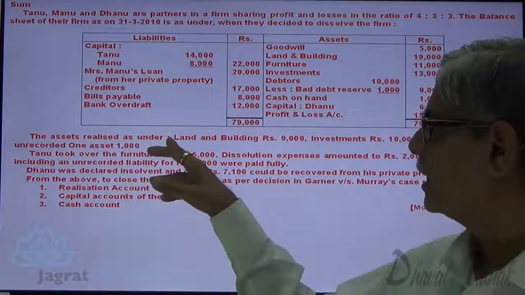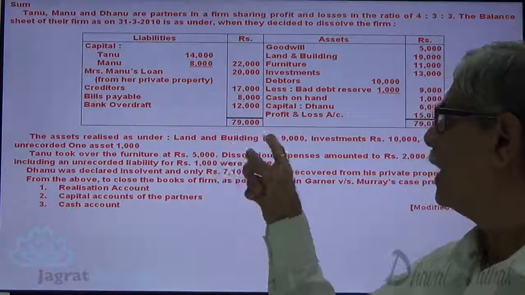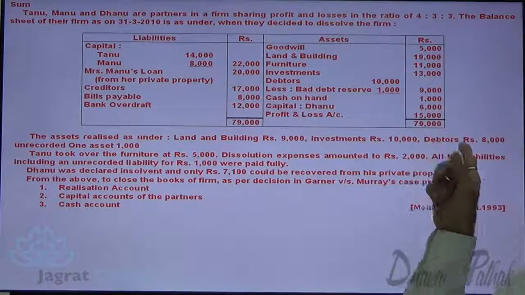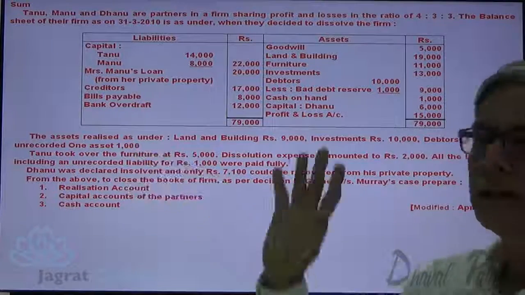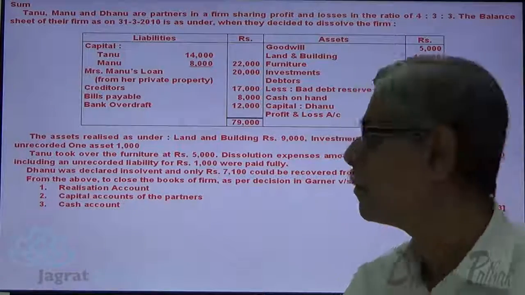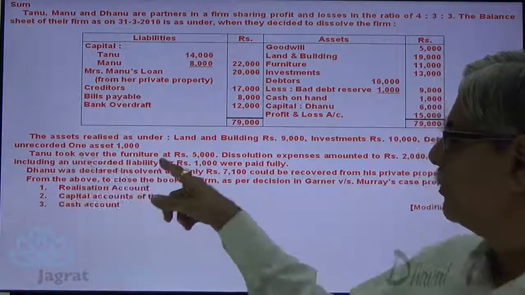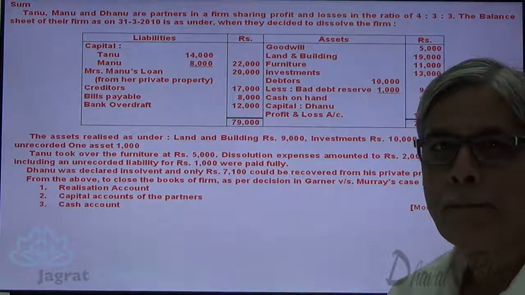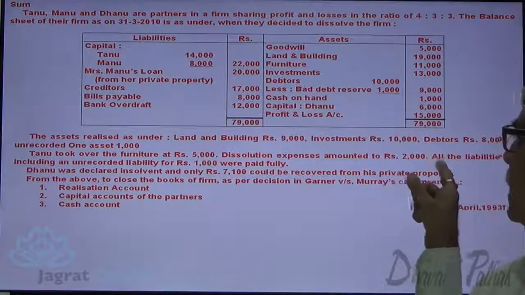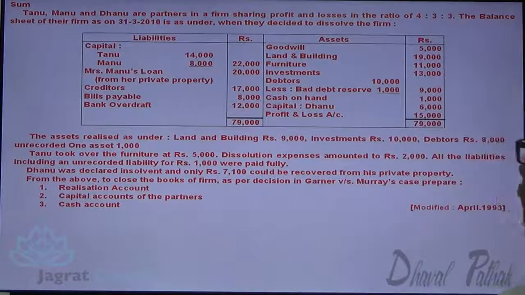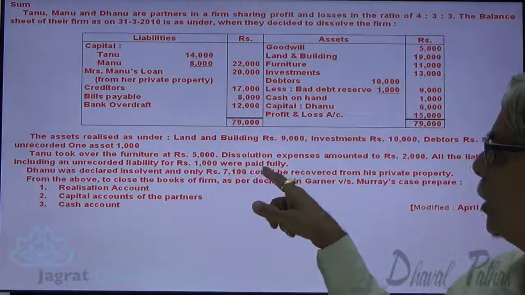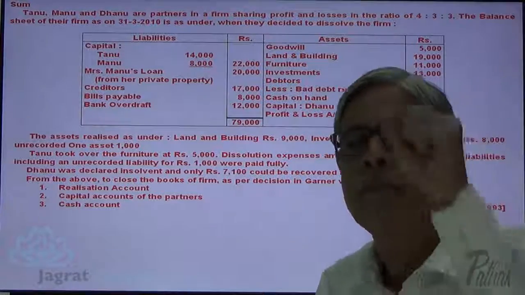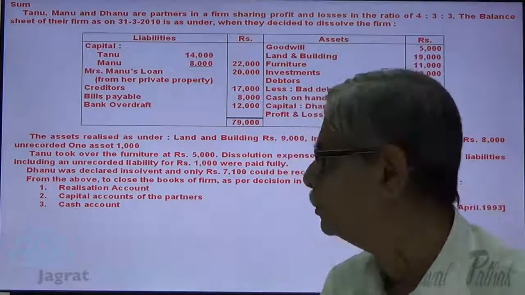The assets realized as under: land and building 9,000, investment 10,000, debtors 8,000. Unrecorded one asset realized 1,000. Tanu took over the furniture at rupees 5,000. Dissolution expenses amounted to 2,000. All the liabilities including unrecorded liability of 1,000 have been paid fully. Total payment means all liabilities are paid at book value.